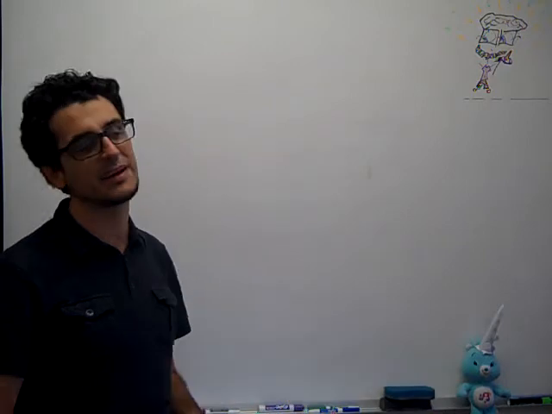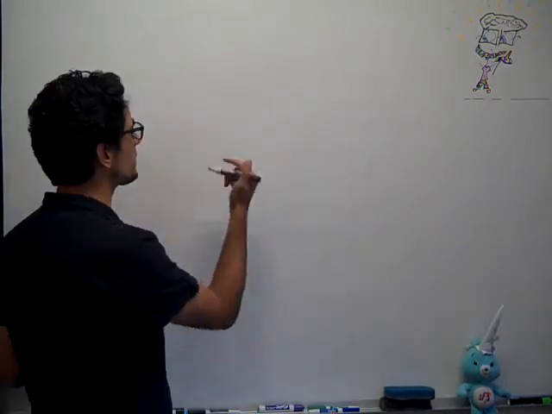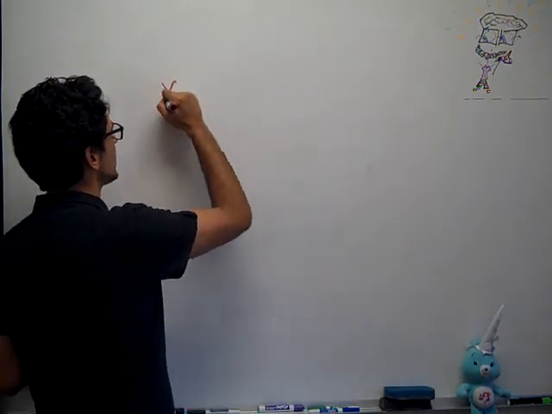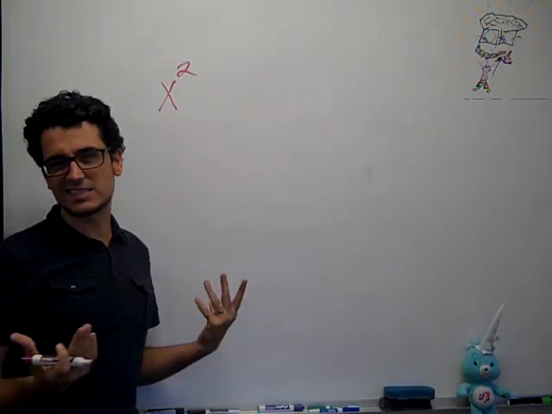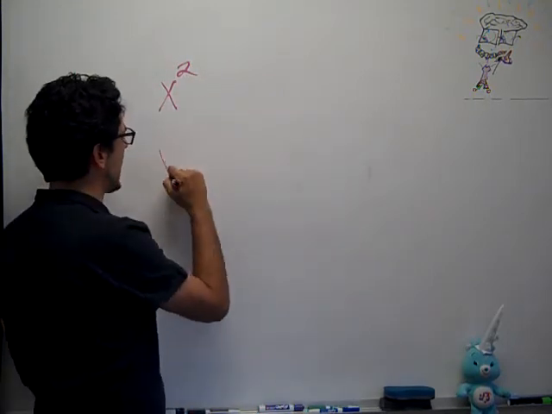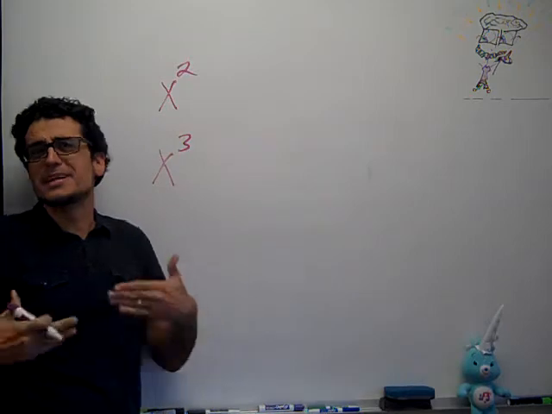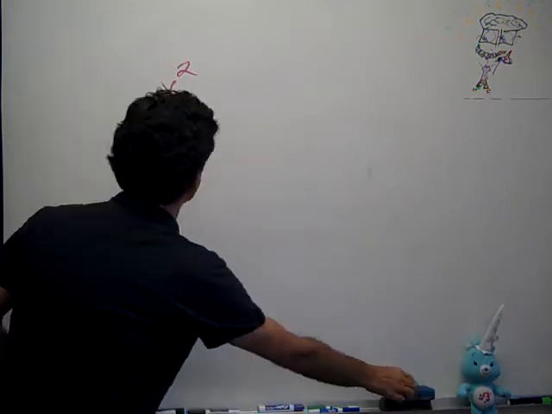And I talked previously about the idea of why we sometimes call this x squared when it's x to the second power, or why I would call something x cubed. Well, I'm going to be explaining that to you today. So the idea is this.